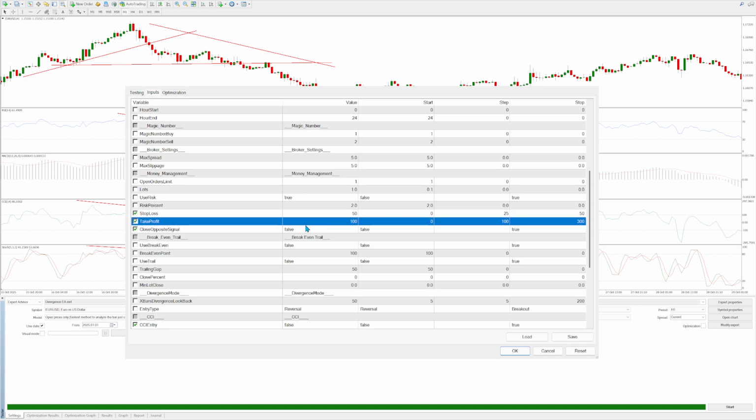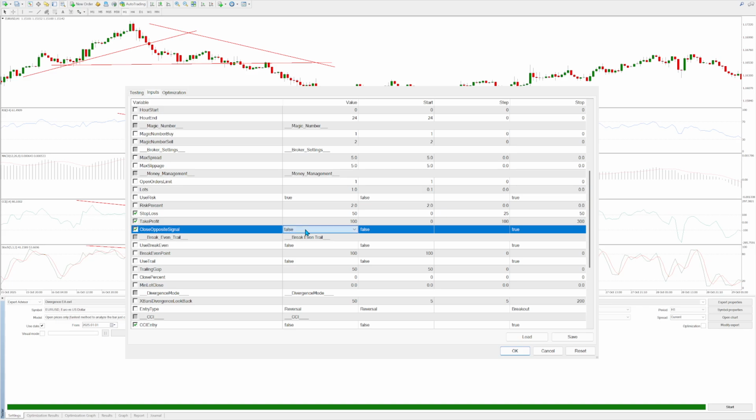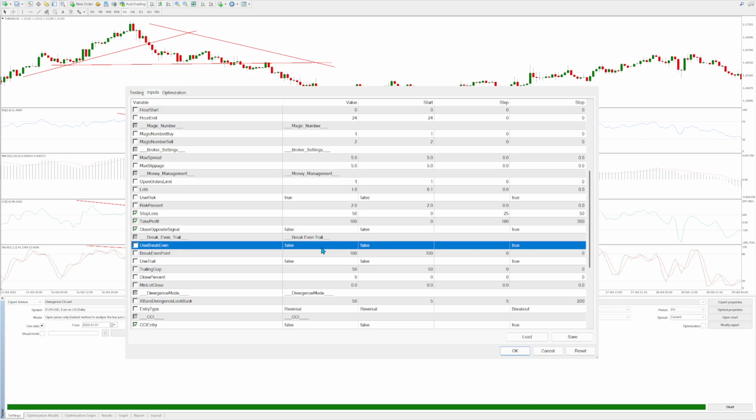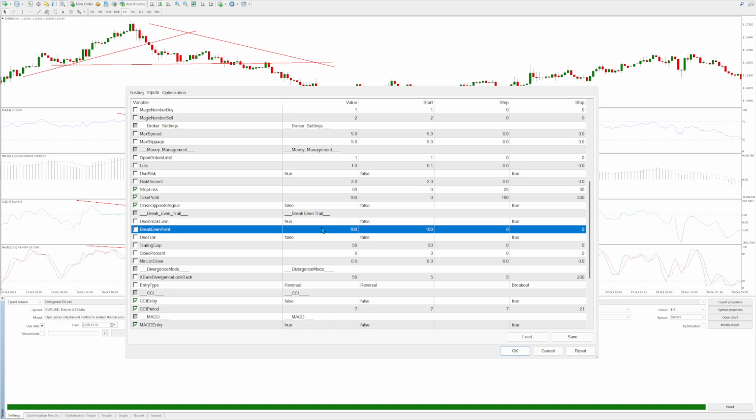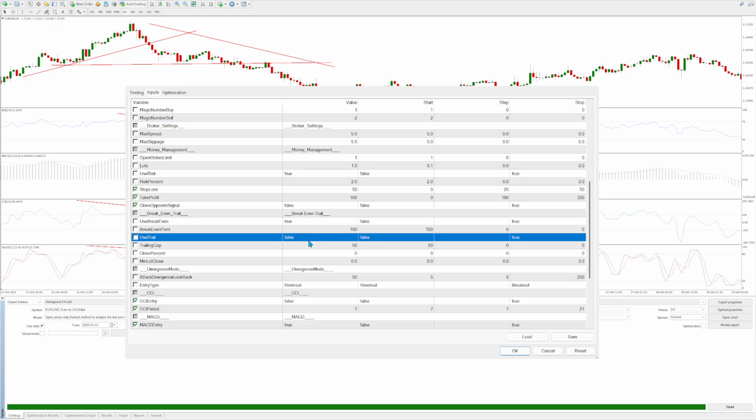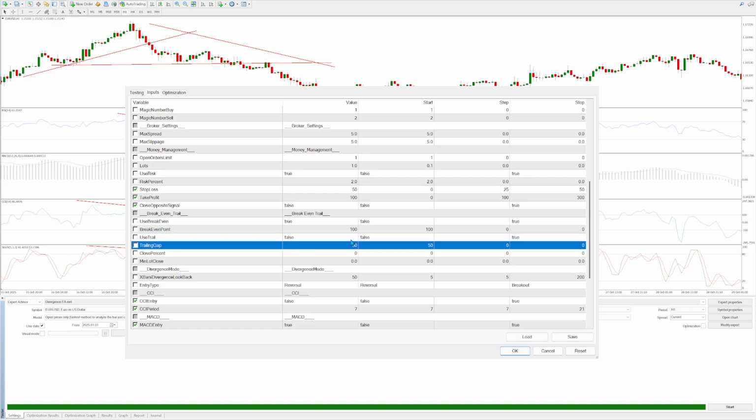Okay, close on opposite signal, true or false. It does what it says on the tin. If there's an opposite signal, it will close the trade. Okay. Break even. So if you have break even set to true, the EA will move the stop loss to the break even point at this value in pips once it's reached. So if you set it to 100, when there's 100 pips profit, it will move the stop loss to break even. Trailing stop. Every time the trailing gap is reached, the EA will move the stop loss that distance.